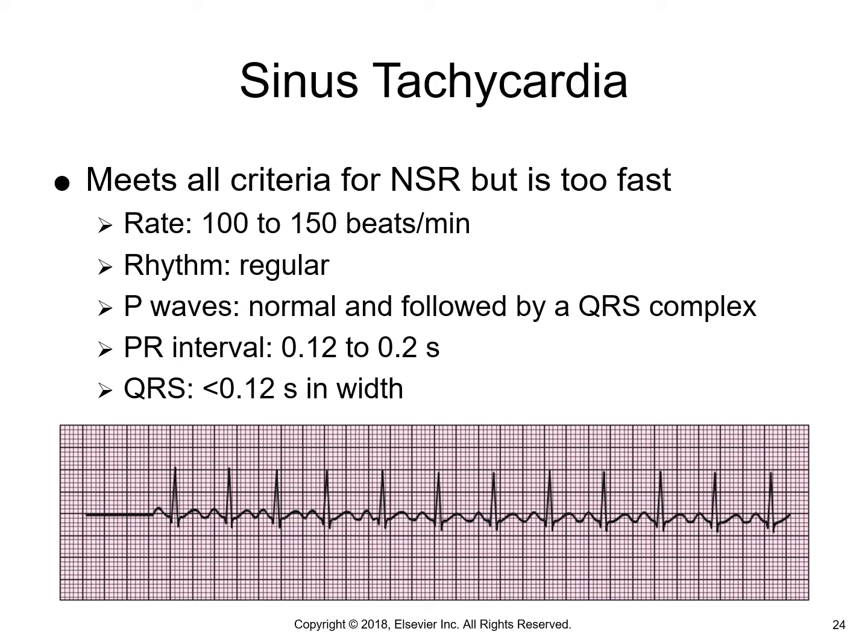Consider, are they symptomatic? If they're asymptomatic, you might just be able to observe them. Again, trying to figure out the cause. Treat the underlying condition. If they are symptomatic, again, that's treating the underlying cause. Beta blockers might help bring them down. Oxygen, calcium channel blockers. This heart rate's approximately 120.